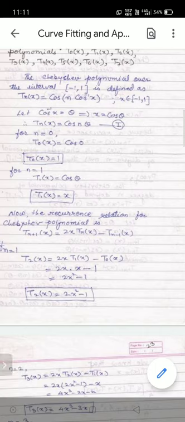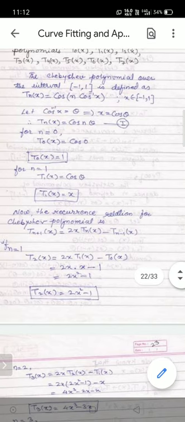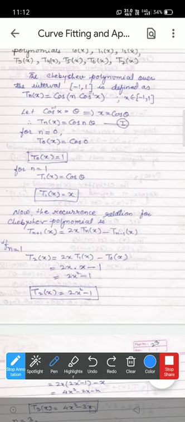The Chebyshev polynomial in the interval minus 1 to 1 is defined as Tn(x) is equal to cos of n cos inverse of x. Suppose cos inverse of x is equal to theta, then x is equal to cos of theta. And therefore Tn(x) is equal to cos of n theta.